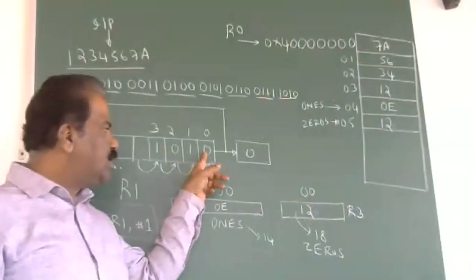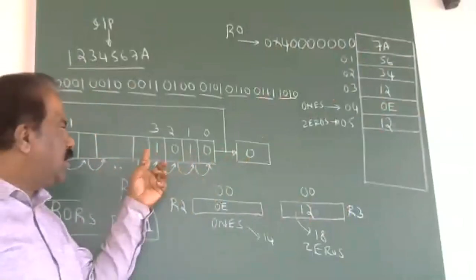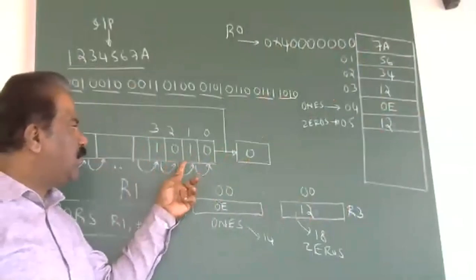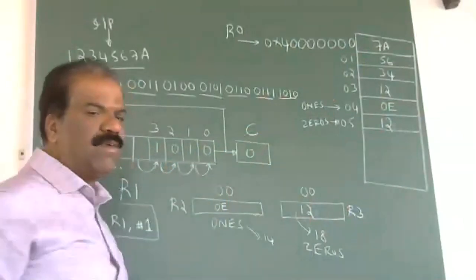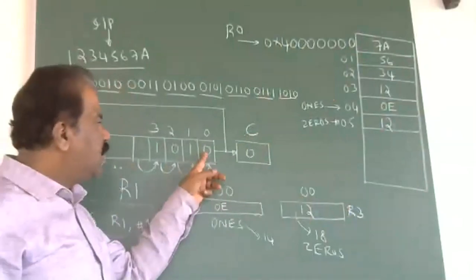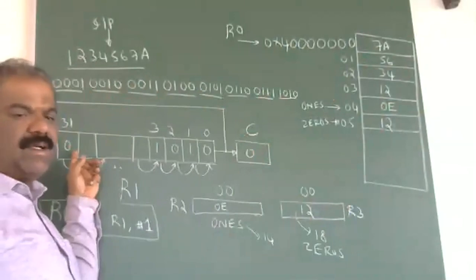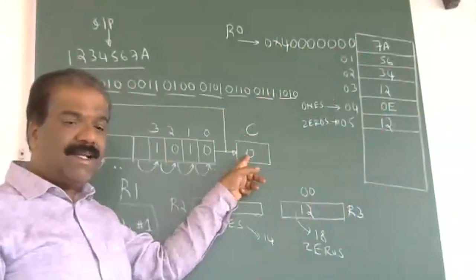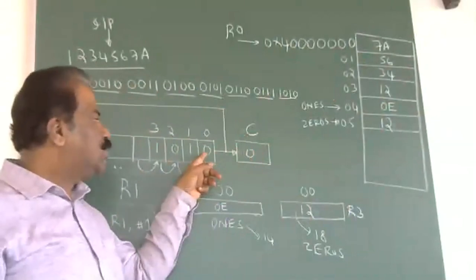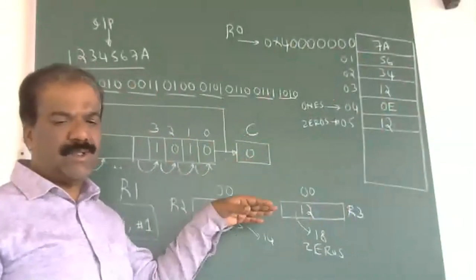Every bit shifts towards right. B3 comes to B2, B2 comes to B1, B1 comes to B0, and B0 goes to carry. This is the carry flag, the carry bit. Then the same bit comes to B31. If B0 is 0, the carry flag is reset, that is clear. If B0 is 1, the carry flag is set, that is 1. Set means 1, reset means 0.